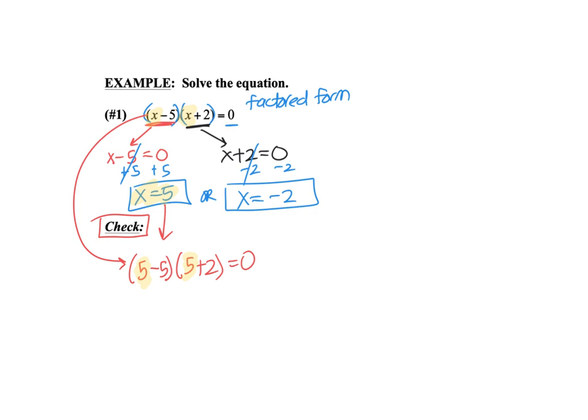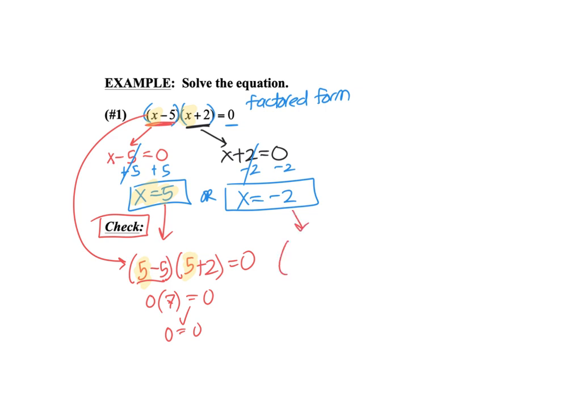So what happens when I do that? Well, what is 5 minus 5? That's a 0. What's 5 plus 2? That's 7. Well, sure enough, if I take 0 times 7, I do get 0. So that checks out. That means x equals 5 could be an answer. Okay, now I could check the other side. So the same thing's going to be going on here.